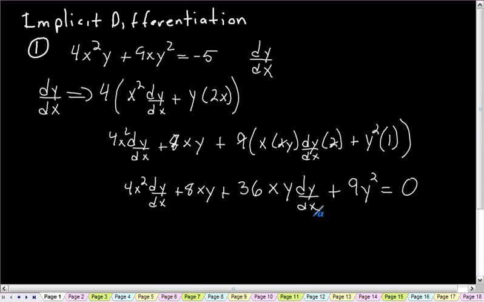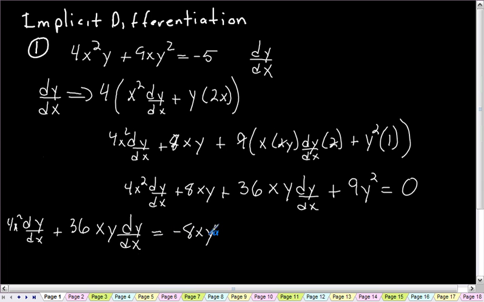Now I can pull these two together, this dy/dx and this dy/dx, and move those two to the other side. So on this side with the 4x to the second power plus 36xy dy/dx is equal to, I'm going to take this to the other side, so I'm going to subtract an 8xy. And on the other side, it's just minus 9y squared.